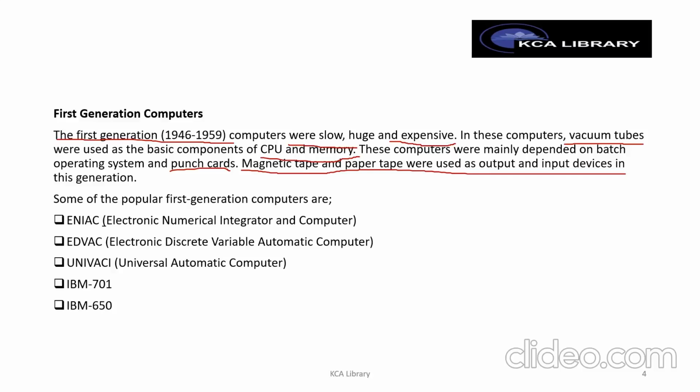Some computers in this generation included ENIAC, EDVAC, UNIVAC, IBM 701, and IBM 650. You'll read more about these computers. I attached materials that describe these.